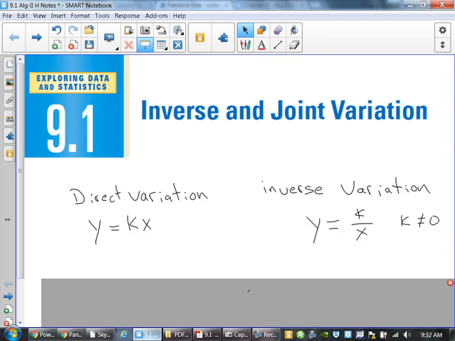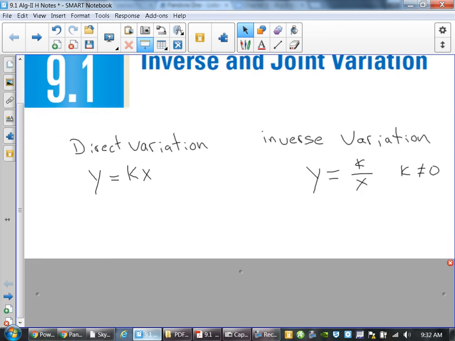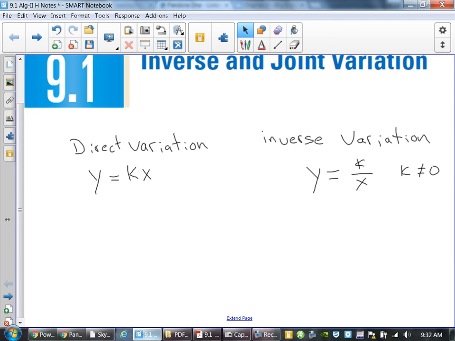So what we do is we have what's called direct variation and inverse variation. Direct variation was probably something you learned as the precursor to finding what's called slope. What happens here is that you're going to deal with this value of k, where k is some constant. We call it the constant of variation.